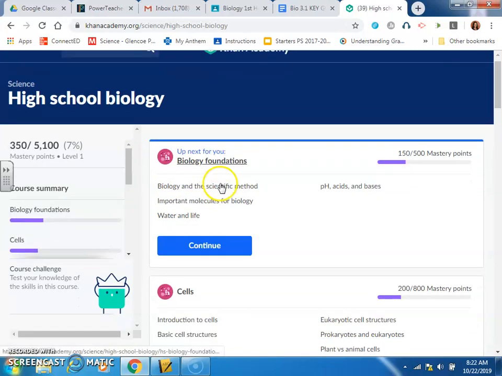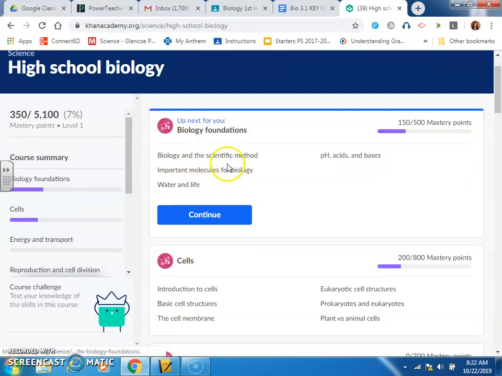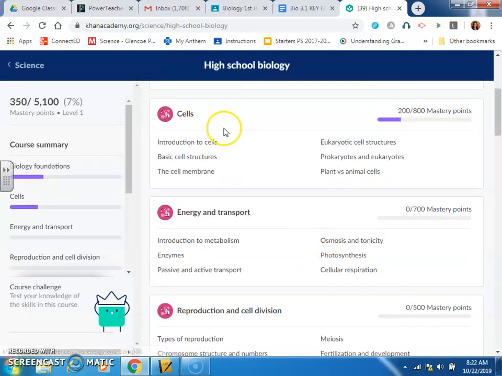So it has Biology Foundations, which is the scientific method, important molecules for biology, water and life, pH, acids, and bases. It also has a section on cells: Introduction to Cells, Basic Structures, the cell membrane, Eukaryotic. So what I'm saying is you can have a general category or it will take you into more finite categories.